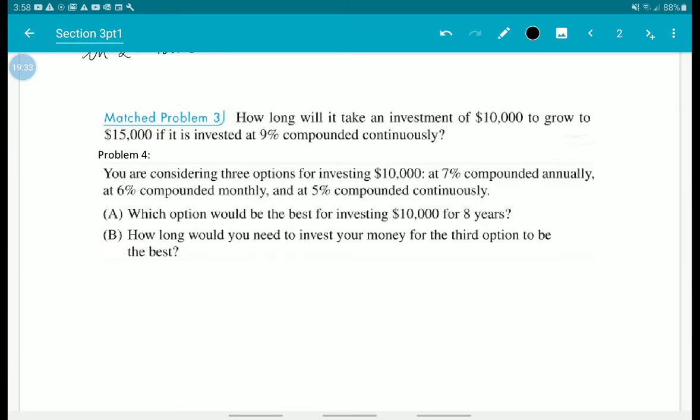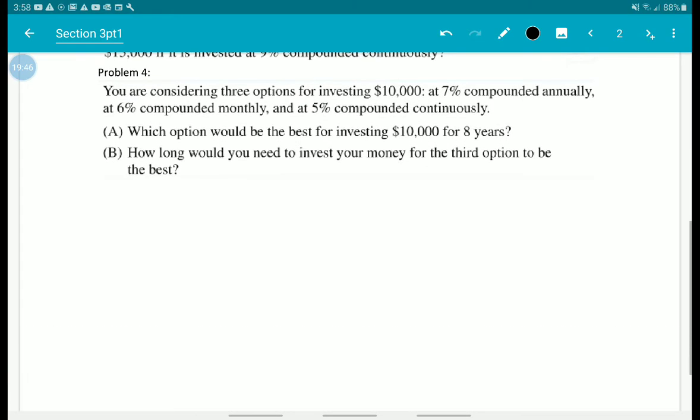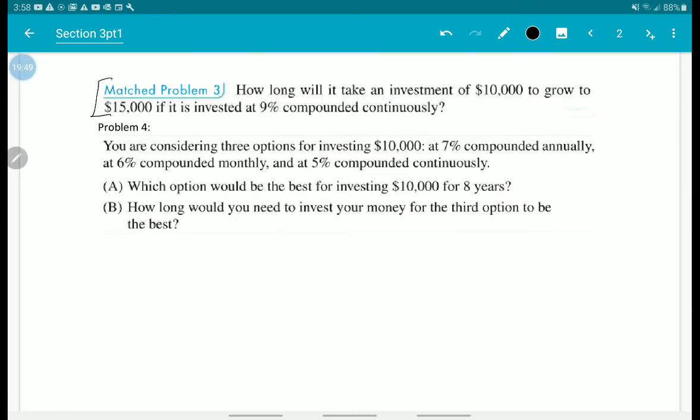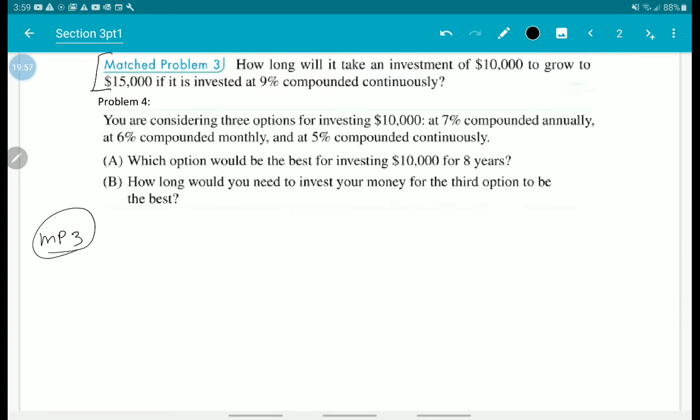And then if we look at problem 3, how long will it take for an investment of $10,000 to grow to $15,000 if it's invested at 9% compounded continuously? So in this one, they're giving us two amounts. That future amount is $15,000. The current amount is $10,000. Interest rate is 0.09. And once again, we're looking for t. We're also using that continuous interest formula.